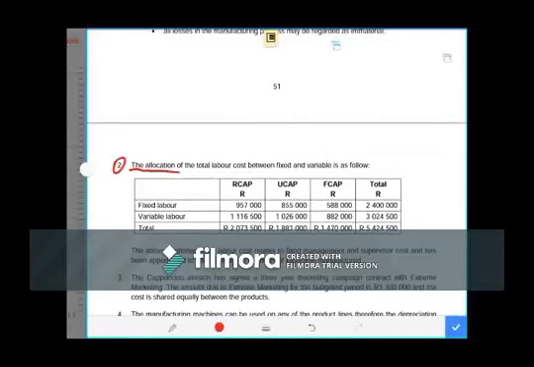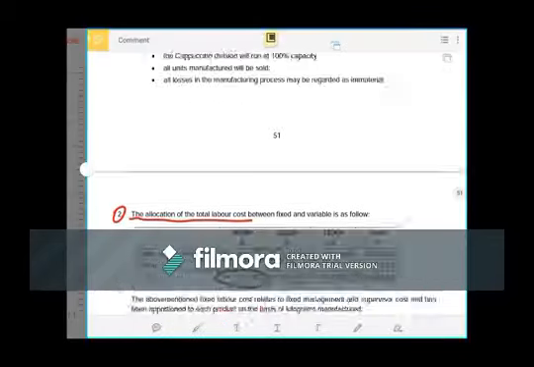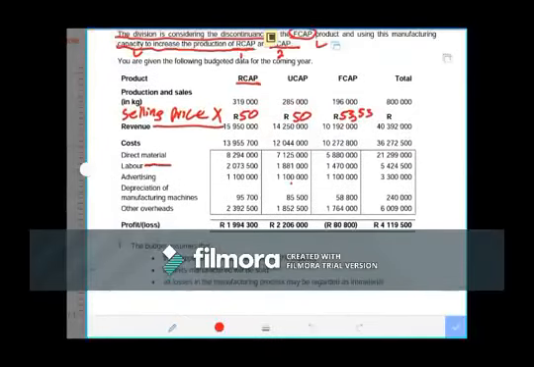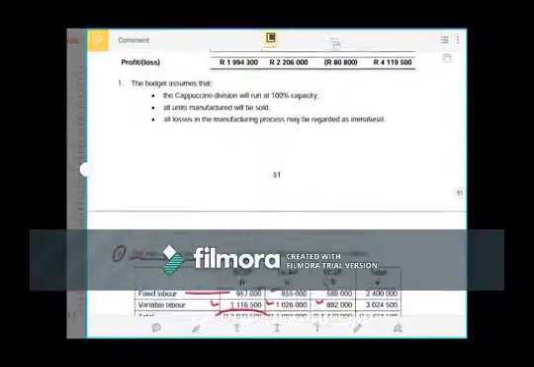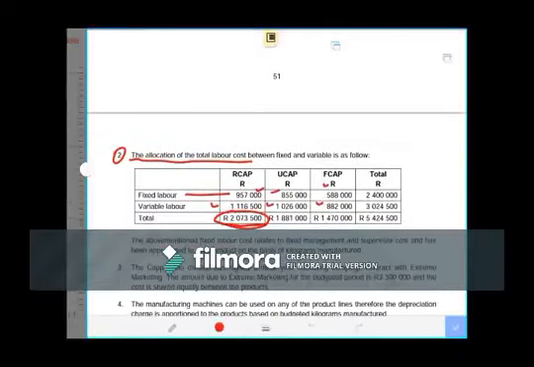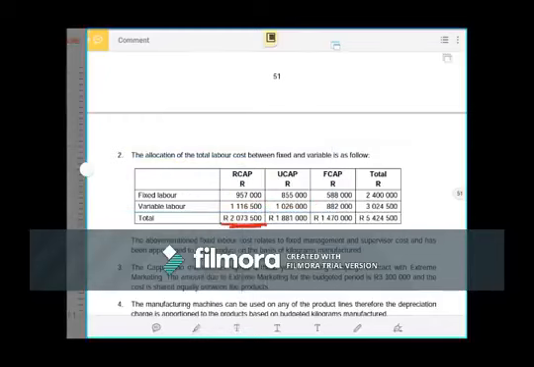Then under number two, it says that the allocation of the labor cost between fixed and variable is as follows. So meaning our labor is divided into fixed and variable, and the fixed portion of labor is provided for each of the three products, and the variable part is also provided for each of the products. And this total of the labor should be the total that we see under our labor cost. And our labor cost for the regular cappuccino, we can see that is 2,073,500. So it should be exactly the same here, which is 2,073,500, and for all of them it is exactly the same, because the combination of the fixed and variable is recorded in the mini income statement above.